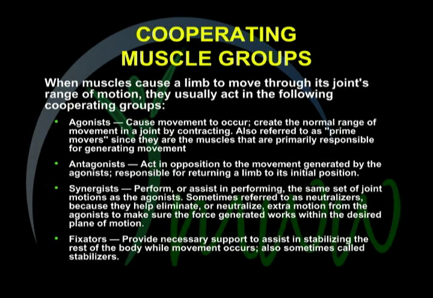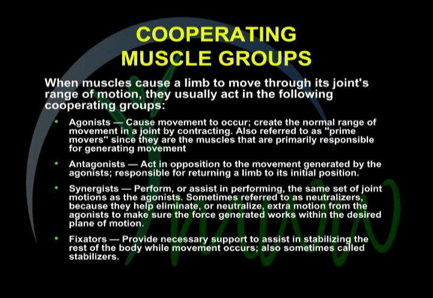Cooperating muscle groups. When muscles cause a limb to move through its joint's range of motion, they usually act in the following cooperating groups. Agonists. These muscles cause the movement to occur. They create the normal range of movement in a joint by contracting. Agonists are also referred to as prime movers, since they are the muscles that are primarily responsible for generating movement. Antagonists. These muscles act in opposition to the movement generated by the agonists and are responsible for returning a limb to its initial position.